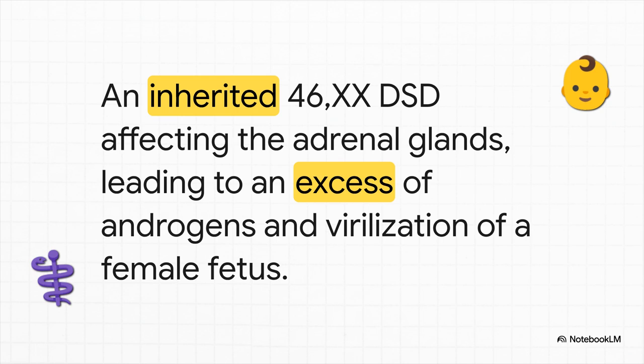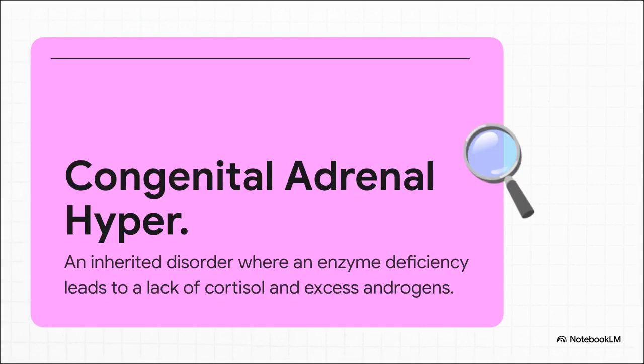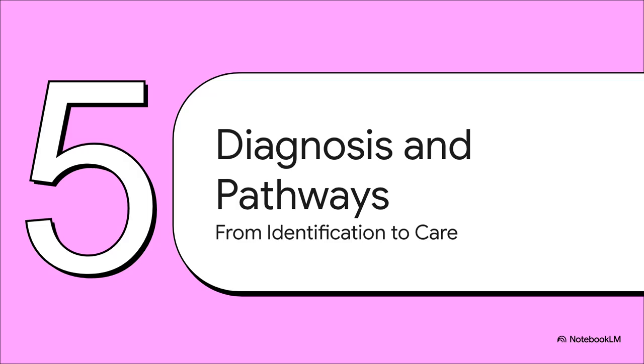Now let's look at just one more example, and this time it's a condition that can affect individuals who have 46XX chromosomes, congenital adrenal hyperplasia, or CAH. Okay, CAH is an inherited disorder that messes with the adrenal glands. The best way to picture it is like a factory assembly line. A really important enzyme is missing, which creates a roadblock in the production of a vital hormone, cortisol. So what happens? Well, all the raw materials before that block get backed up like a traffic jam. And the body reroutes that traffic jam of materials down a different path, where they get converted into excess androgens, male hormones. In a 46XX fetus, all those extra androgens lead to what's called virilization, which is the development of male characteristics.